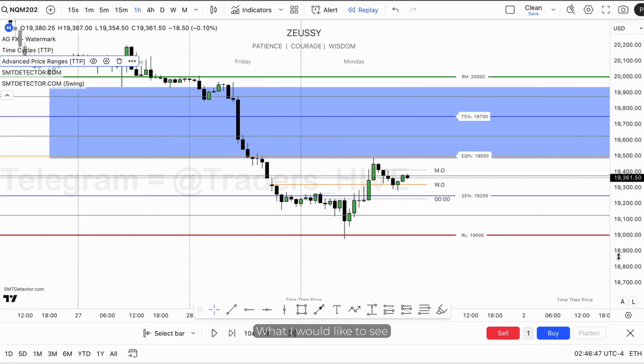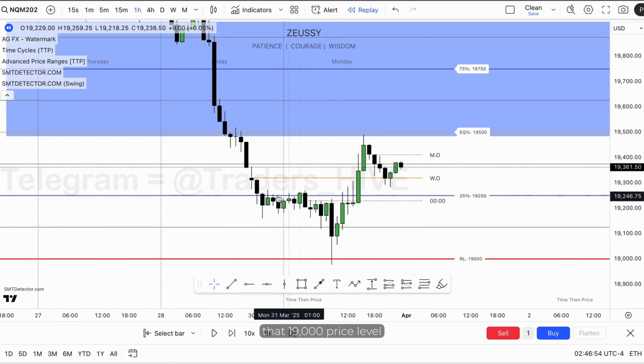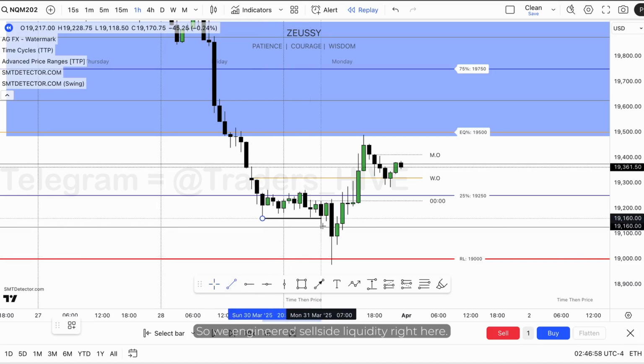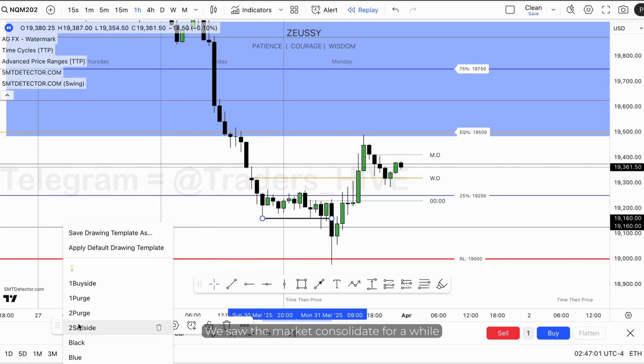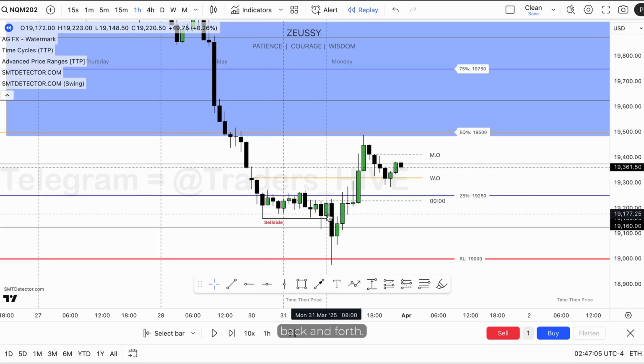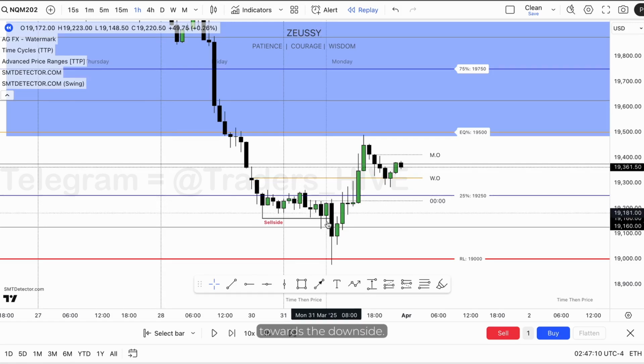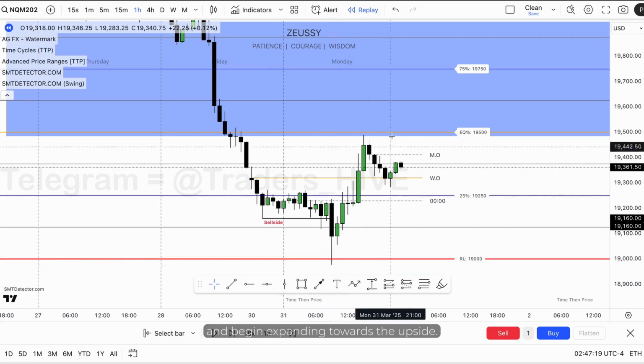What I would like to see is that we saw the market stop right in advance of that 90,000 price level when we formed this low right here. So we engineered sell side liquidity right here. We saw the market consolidate for a while and we saw it go back and forth, back and forth. Eventually the New York morning session opens up and we see the market begin to expand towards the downside. Notice that the market reaches that 90,000 price level, we just step below it and we then form a low and begin expanding towards the upside.